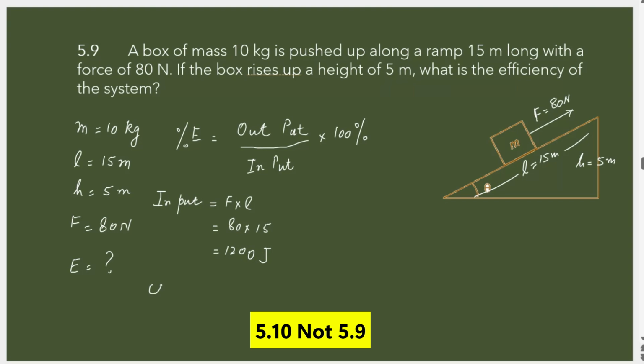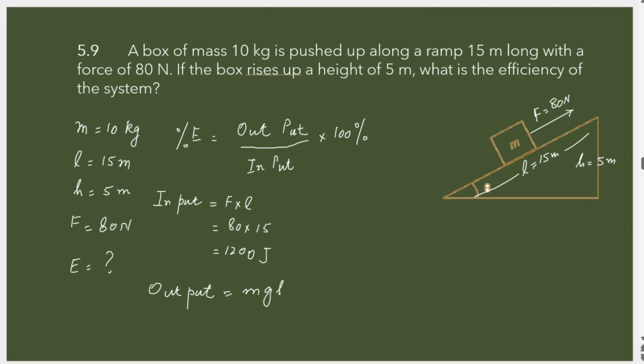Similarly, output will be equal to mgh. Mass is 10, the value of g is also 10, and the height is 5 meters. So it will be equal to 500 joule.